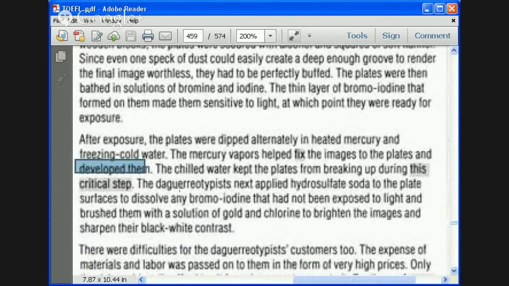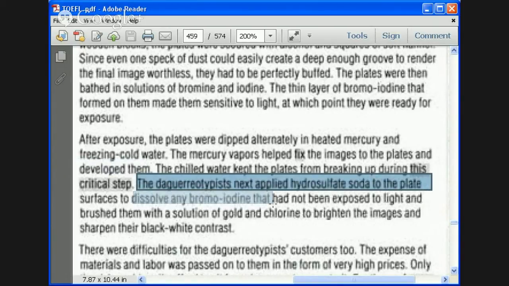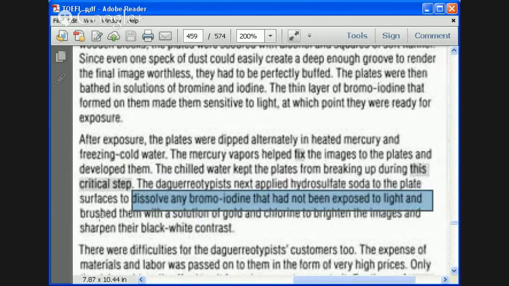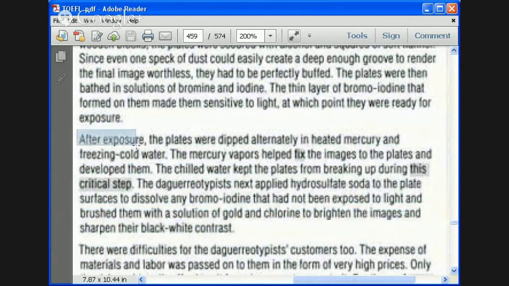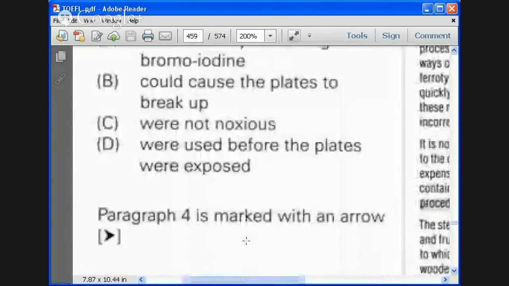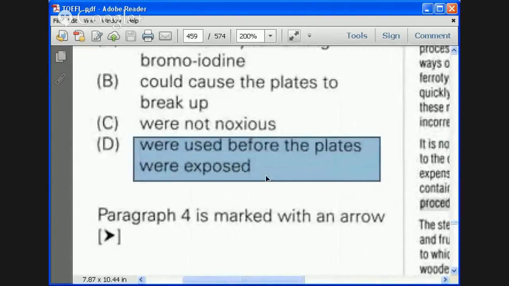Okay. They then did another process to dissolve bromoiodine that had not been exposed to light. Brush them with a solution to brighten the images and sharpen the black-white contrast. Oh, after exposure. Oh, wait a minute. So the mercury vapors, again, I forgot, were after exposure. So D is absolutely wrong.